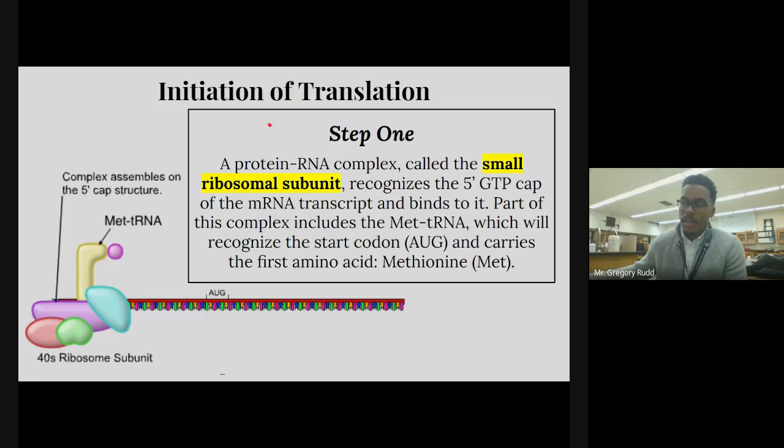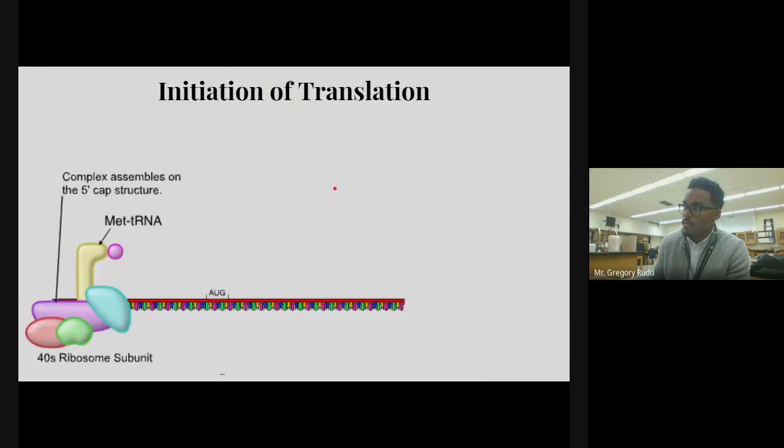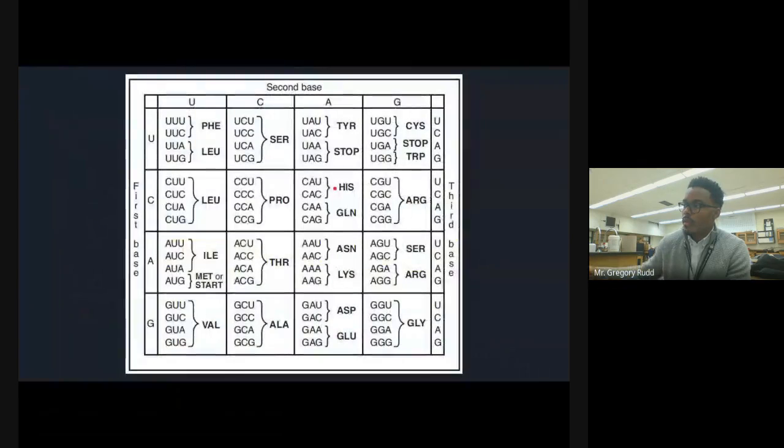So I'm going to go back really quickly. I will come back to this slide. If we're looking here, we can see this codon, AUG. It is almost always going to be the start of translation. That's why we call it the start codon. And its corresponding amino acid is MET, methionine.